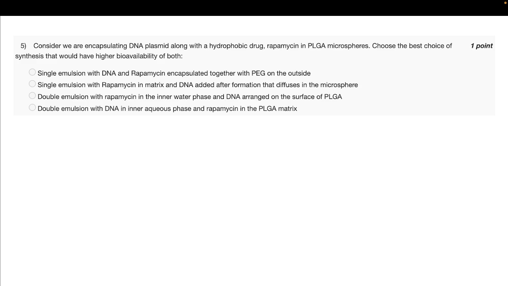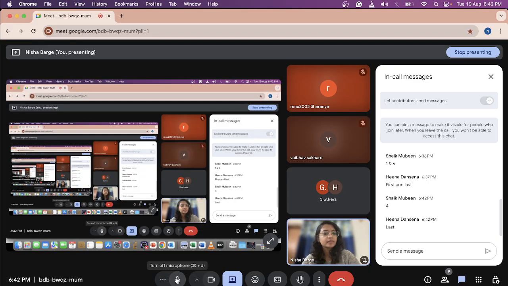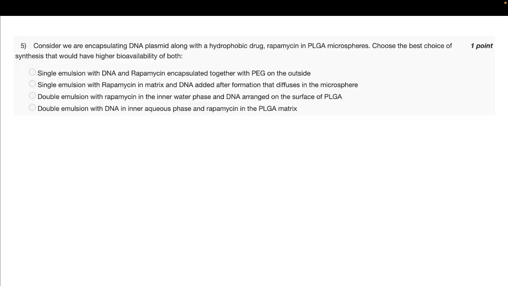Anyone would like to volunteer for this? Somebody is answering. Two people are answering option 4: double emulsion with DNA in inner aqueous phase and rapamycin in the PLG matrix. Okay, thank you for answering. Anybody else has any other opinion?